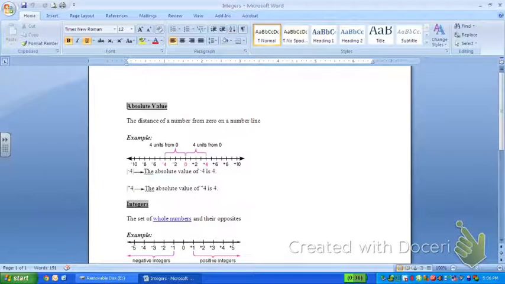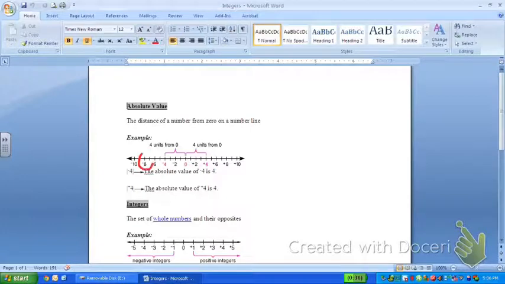Next is absolute value. Absolute value is the distance of a number from 0 on a number line. So here we have negative 4 and we have positive 4. The absolute value of both of those numbers is 4 because they are 4 units from 0. So even though that's a negative 4, the absolute value is 4 because it is positively 4 spaces away from 0.